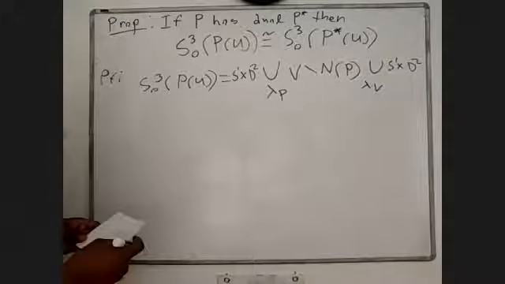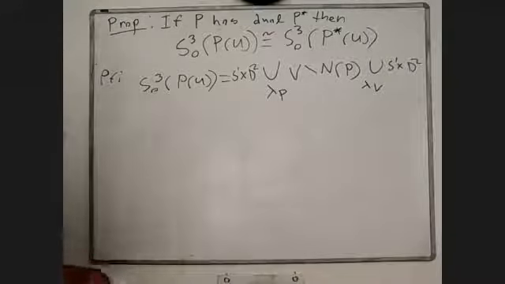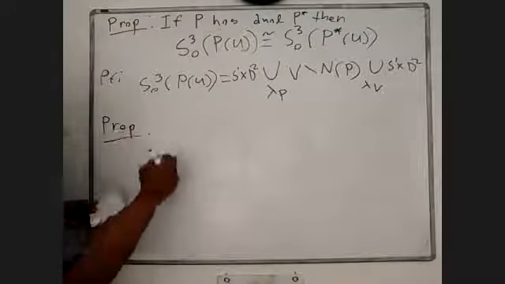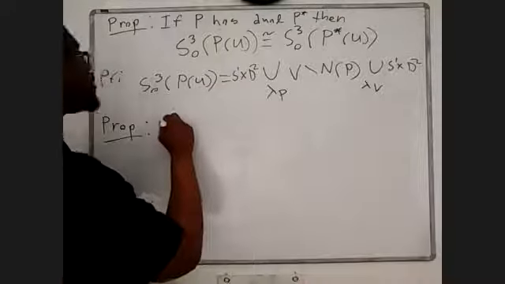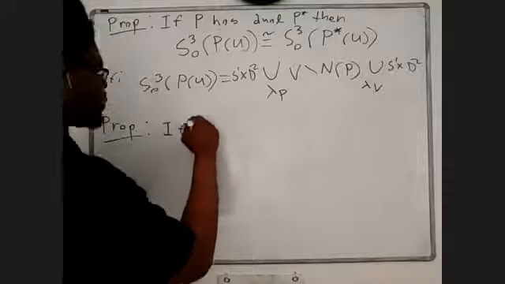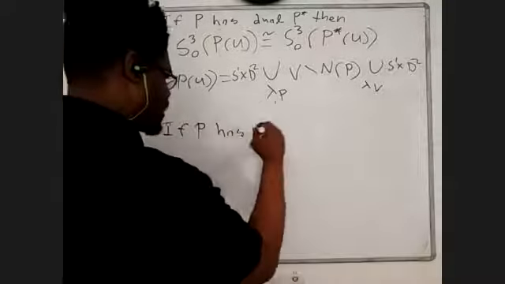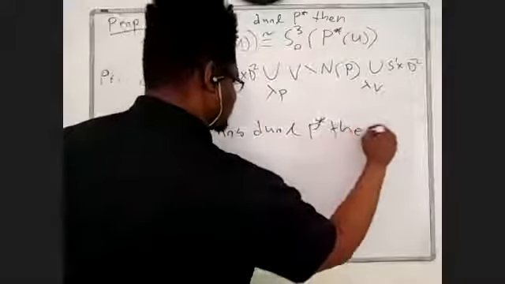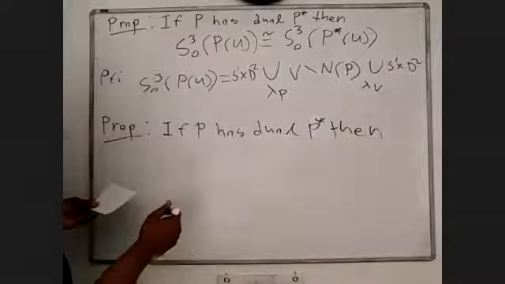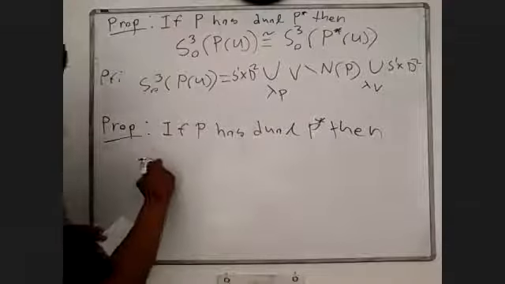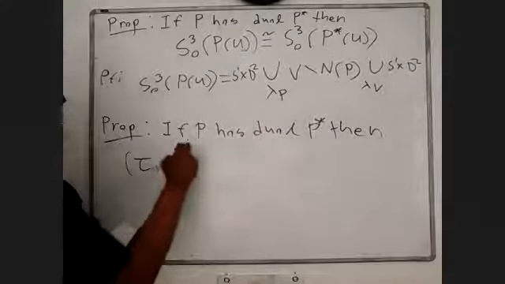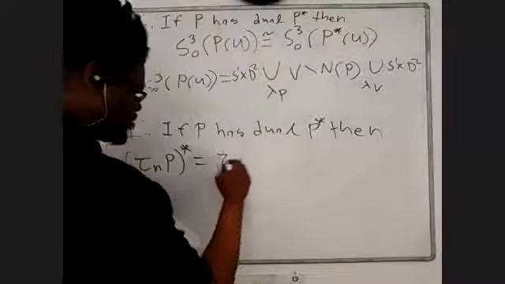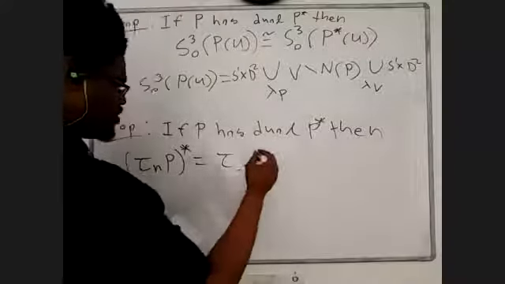Some other things that might be useful. Again, if you have some pattern with a dual, then we get that the dual of tau to the n is just going to be tau to the minus n of the dual.